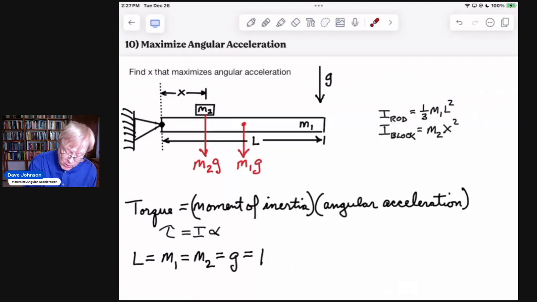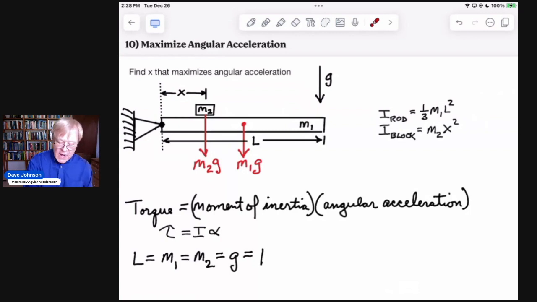But what we want to do is figure out what x has to be. In other words, how far is this block going to be away from the pivot point, somewhere along here, to maximize the angular acceleration. Now, what do I mean by the angular acceleration? Say this thing starts from rest and starts to rotate because of the effect of gravity. We want not only the rotation itself, but the acceleration of the motion to be maximized.